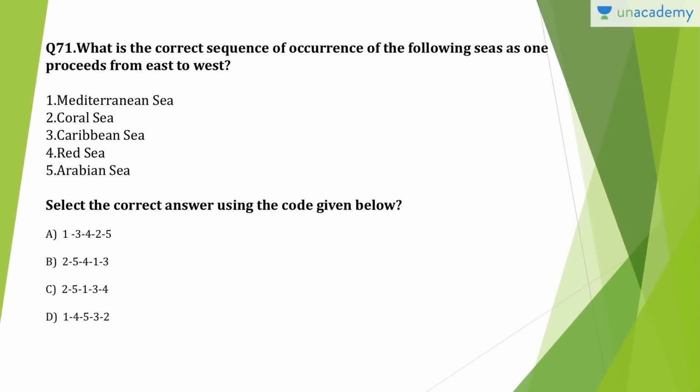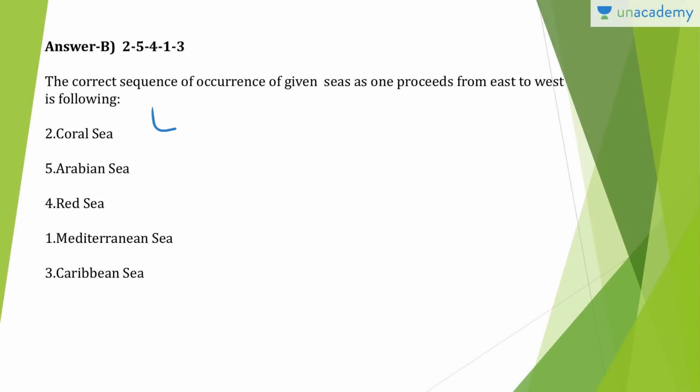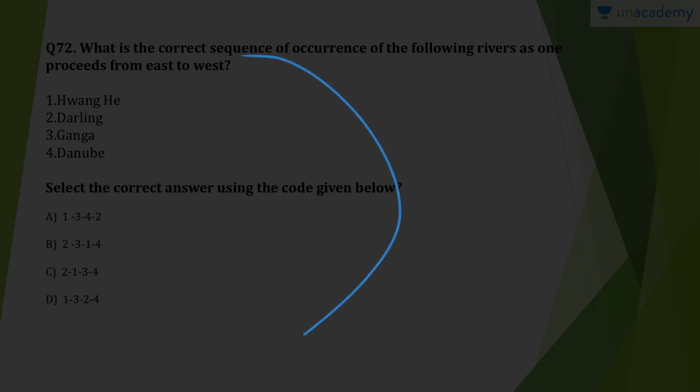So question number 71. What is the correct sequence of occurrence of the following seas as one proceeds from east to west? East to west. So first of all, you are going to encounter the Coral Sea for sure. Then you will have the Arabian Sea, followed by the Red Sea. Then the Mediterranean Sea, and the westernmost will surely be the Caribbean Sea because it is near the US Caribbean islands. Okay, so answer here is 2, 5, 4, 1, 3. Coral Sea, then Arabian Sea, then Red Sea, then Mediterranean Sea, and finally the Caribbean Sea. If you watch your atlas properly, you will know what I am talking about.